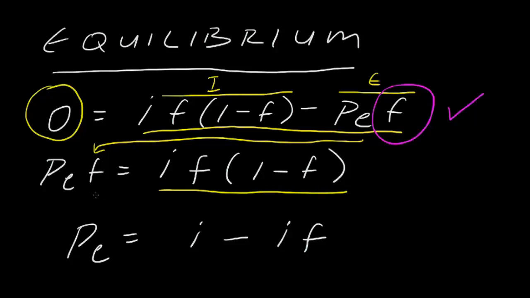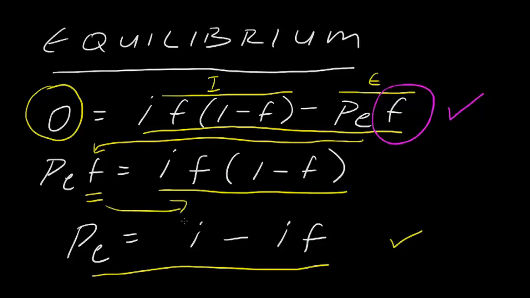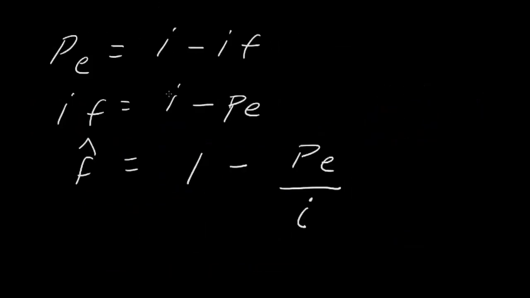Then what I'll do is divide by the F here in order to continue to refine this equation, and that'll give us this new equation here. That's PE equals I minus IF. Got it? So I've just brought this and divided it onto the other side. Okay, so let's take that a little bit further.